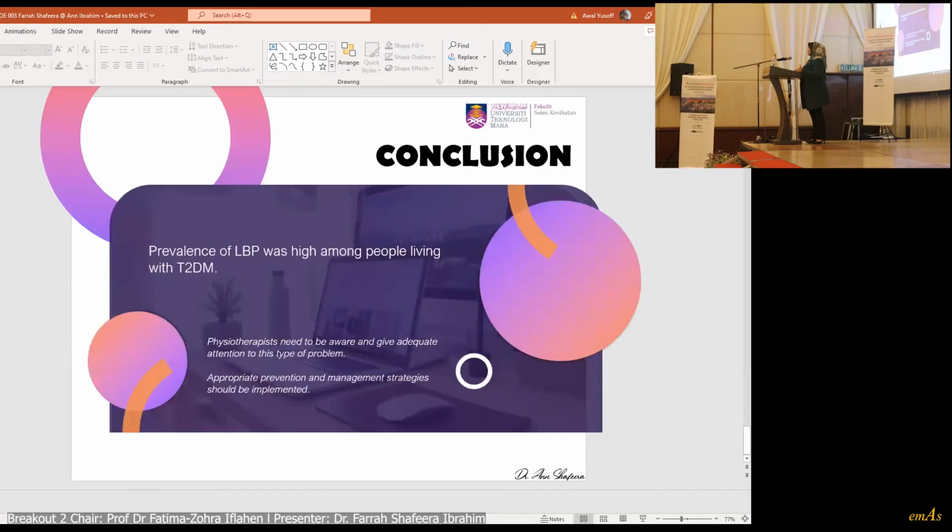As a conclusion, the prevalence of low back pain was high among people living with type 2 diabetes in Klang Valley. That's number one. Thus, we would like to suggest that physiotherapists need to be aware of this issue and give adequate attention to this type of problem. Appropriate prevention and management strategies should be implemented.